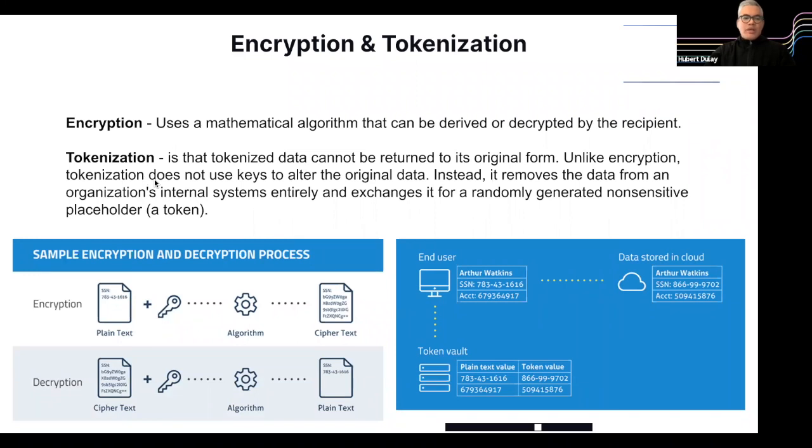Tokenization, basically, you can't derive the original value, but it requires a separate system to hold the original values in. In encryption, you can derive the original value using a mathematical algorithm.